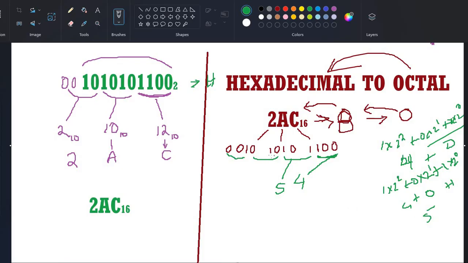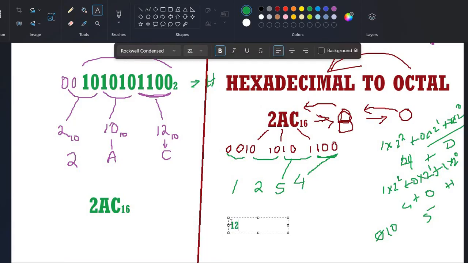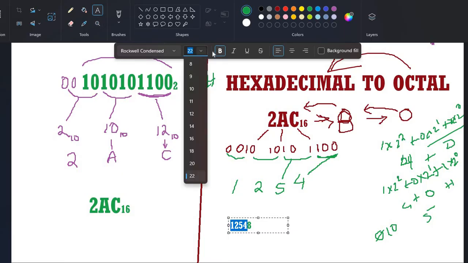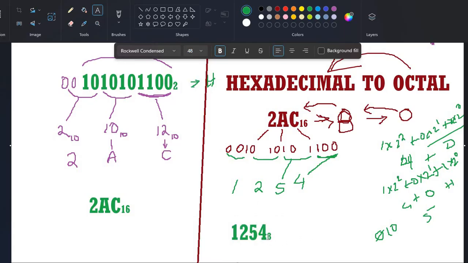So here 010 means only 10, right? 10 we already know is 2. You can calculate it as well. 001 means 1. So this will be your octal equivalent of this number, that is 1254 to the base 8. Okay, 1254 to the base 8 is your octal number.